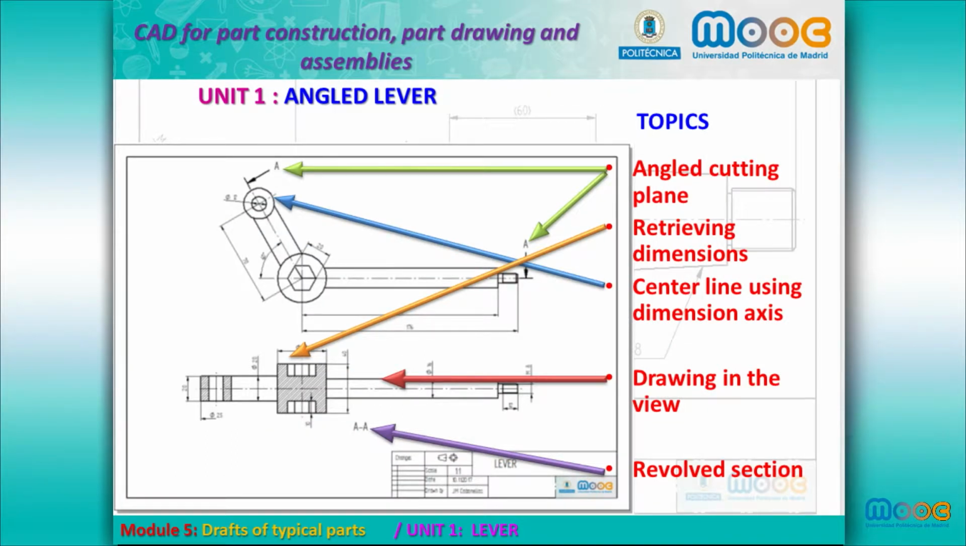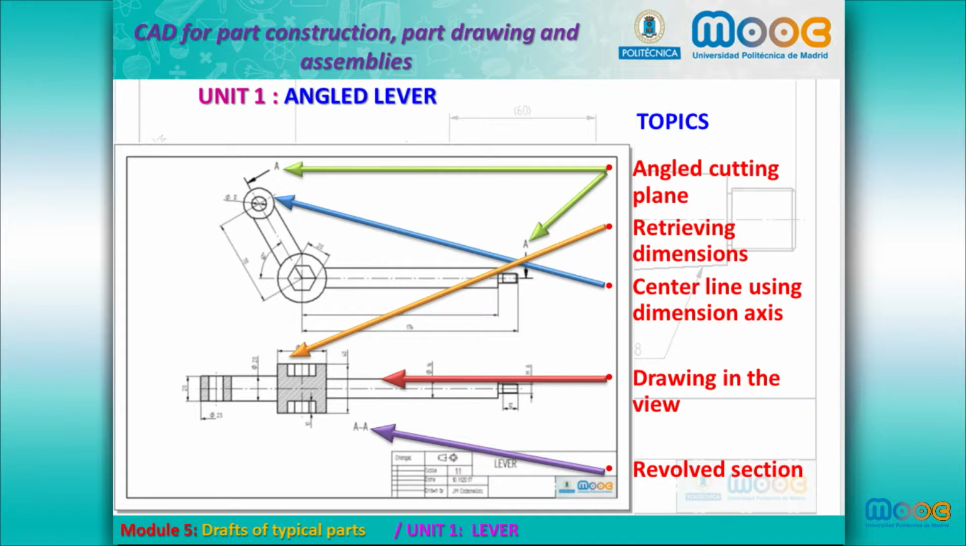Well, in Unit 1, angle lever, the most interesting topic we are going to see is the angle cutting plane that could produce a section that, if you use the revolved section mode, we can obtain a non-deformed section of the angle cutting plane. Also, we are going to draw in the view and use the center line by means of the dimension axis mode.